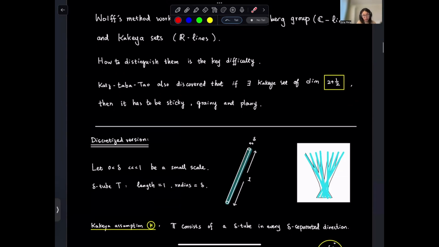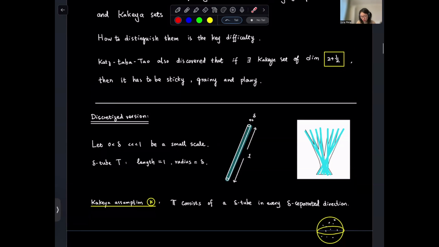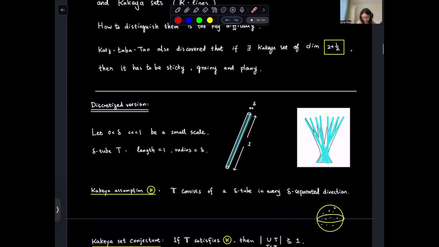The Kakeya assumption in the discretized setting says the following: a set of tubes, blackboard T, consists of a delta tube in every delta separated direction. So what it means is that on the unit sphere, we take a delta net. So it means that a point and its neighbor have a distance roughly delta. And for each direction in this delta net, we take a delta tube in the direction. So the delta tube, we can translate it, but it has to be one in every delta separated direction.